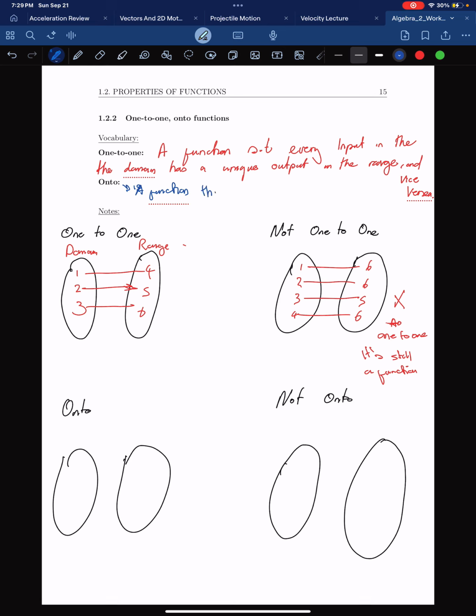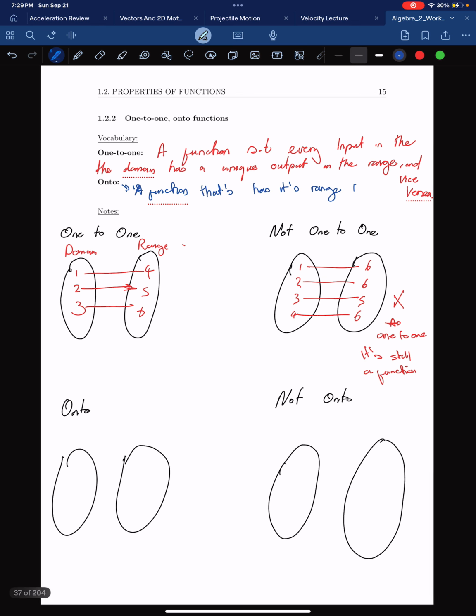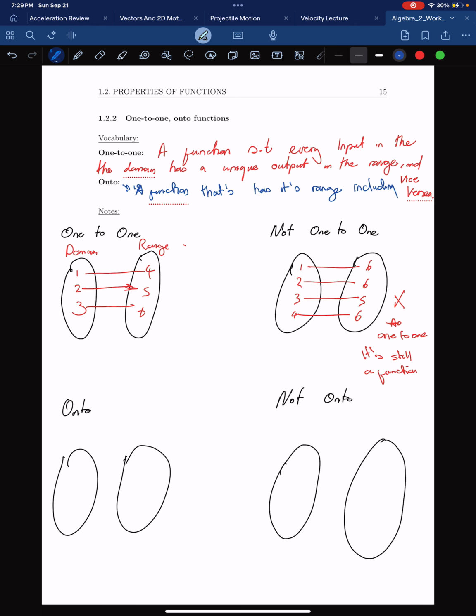that has its range including every output value that belongs to the set of outputs we are considering. Sorry guys, not enough space.